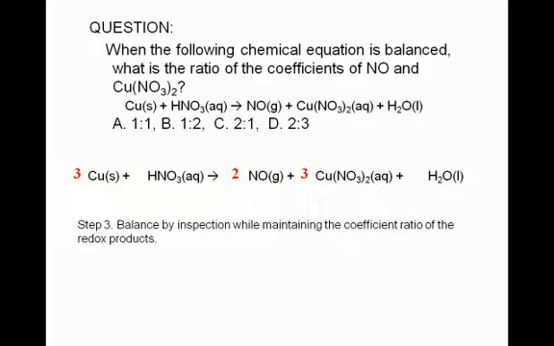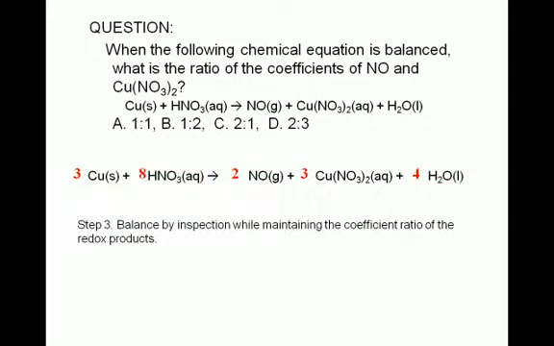There are 8 nitrogen atoms shown on the right, 2 in nitric oxide, and 6 in copper nitrate. 3 times 2 equals 6. Therefore, we need to put a coefficient of 8 for nitric acid on the left in order to balance the nitrogen. At this point, we can see that we have 8 hydrogens on the left. To get 8 hydrogens on the right, we need 4 waters. 4 times 2 equals 8. We now have 8 hydrogens on both sides.